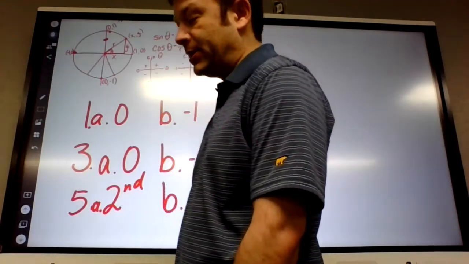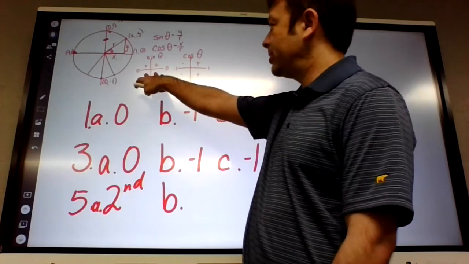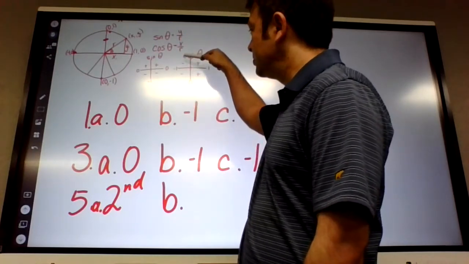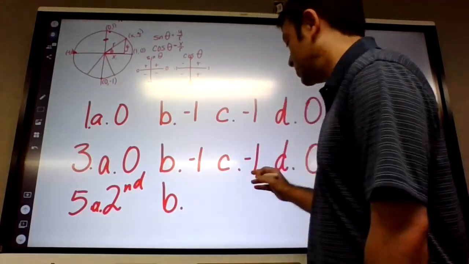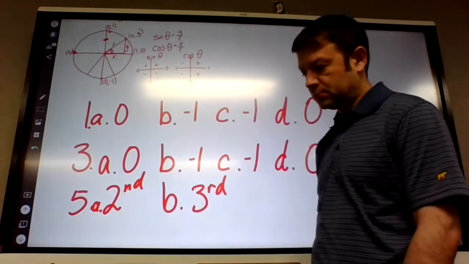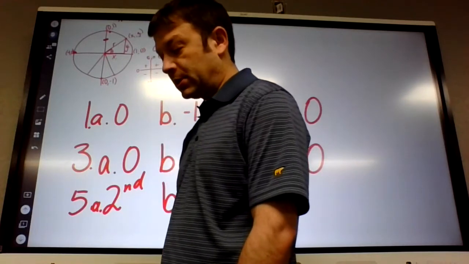So on B, sine is less than 0, so where's sine negative at? The bottom, 3 and 4. Where is cosine negative at? 2 and 3. So what do they have in common? 3, third quadrant. But put Roman numerals, I guess that's a thing.